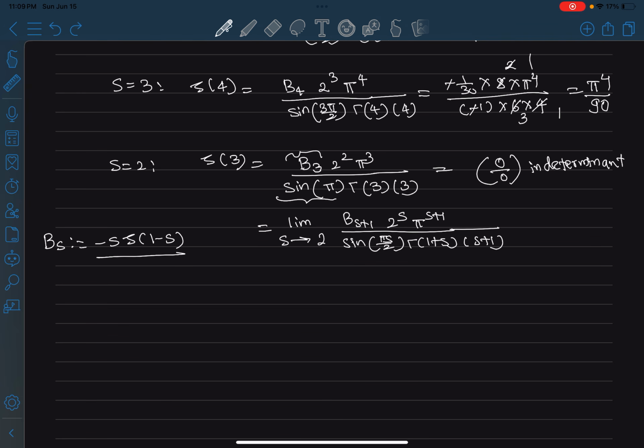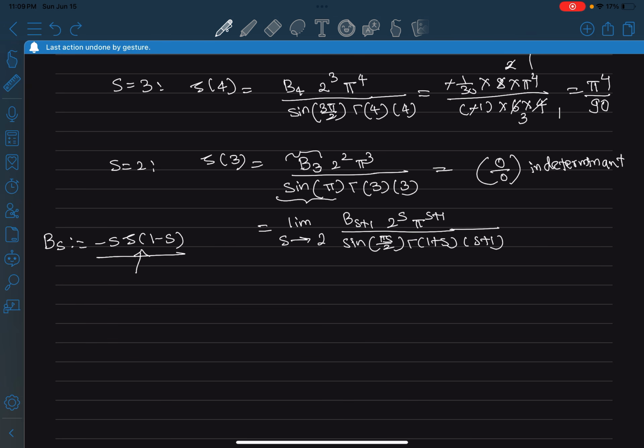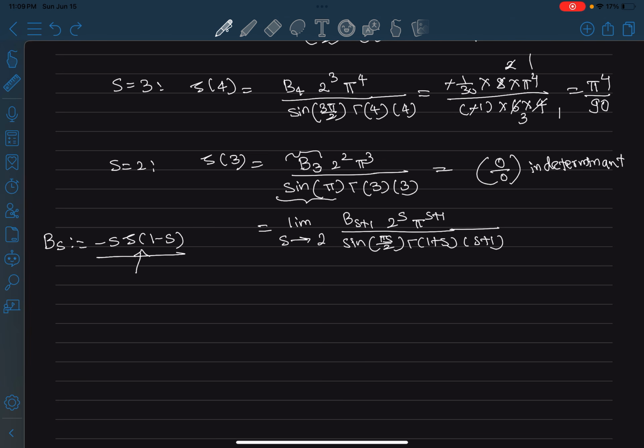Yeah, if we had, let's say, any other analytical expansion, then we could take the derivative of both numerator and denominator and then actually substitute s equals 2, and then we'll be able to find zeta of 3. So that's what I think, right? And then, yeah, I don't really know a lot more than this.